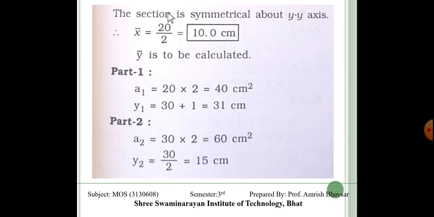Now the section is symmetrical about y axis, that's why x bar is equal to 10 centimeter, but y bar we have to calculate. Part 1 A1 20 by 2 it's 40 centimeter square. The y1 is equal to 30 plus 1, so it is 31 from the bottom reference axis. Part 2 A2 30 by 2 and y2 30 by 2, it's 15 centimeter. It's again also from the bottom of the web.